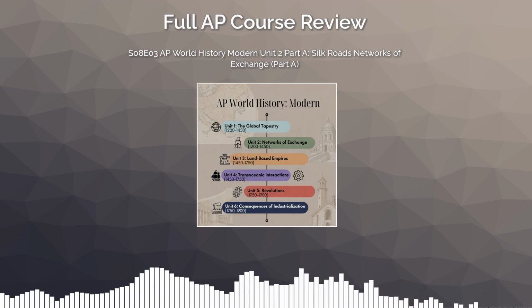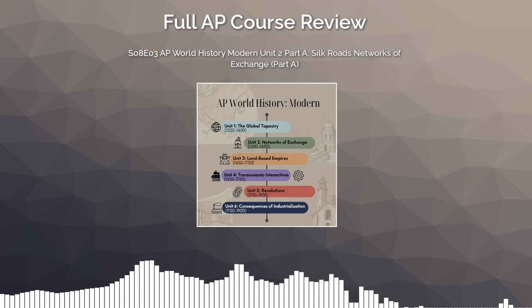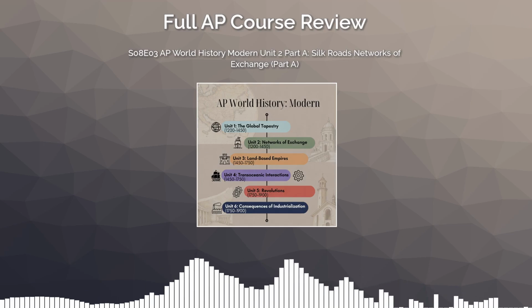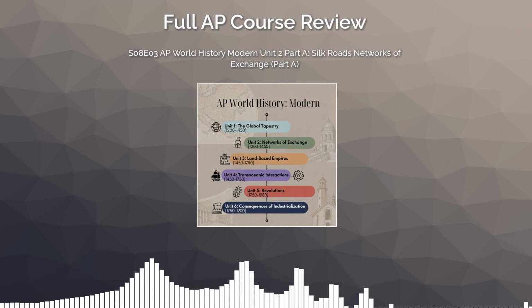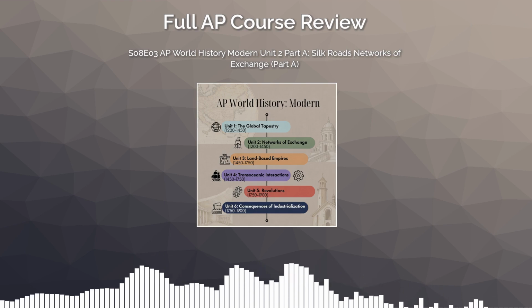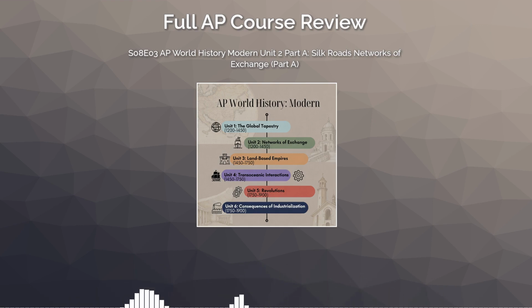With a firm grasp of how wind patterns shape the rhythm of Indian Ocean commerce, we're perfectly positioned to zoom in on the specific goods, peoples, and cultural transformations that flowed along these routes, which is exactly what we'll explore next.